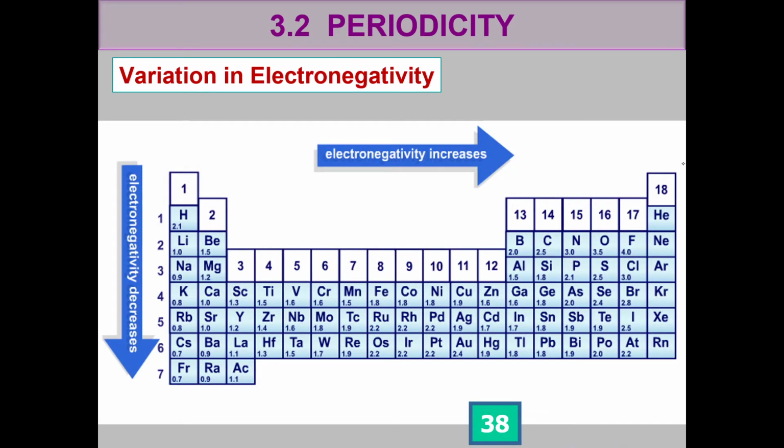Okay, this is the trend. Electronegativity across the group and down the group. Okay, across bertambah sebab dia makin kecil and Z effective bertambah. Going down the group, they decrease mostly sebab screening effect.